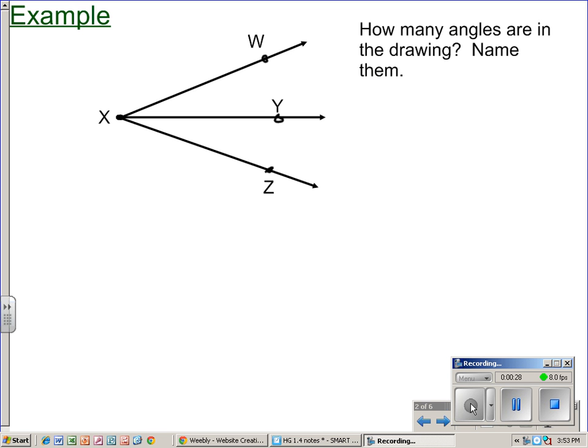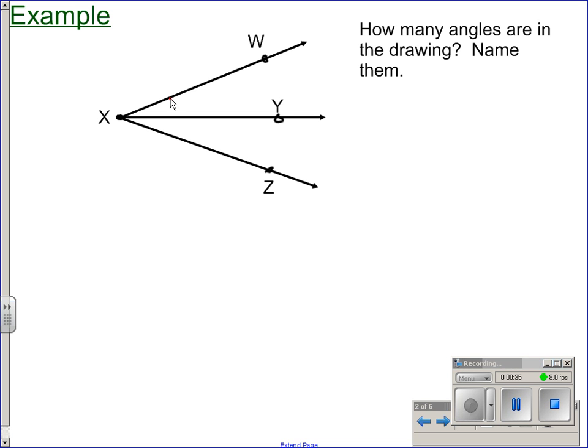All right, so hopefully you tried this. How many angles are in the drawing? Well, you got angle WXY, that's this one. You have the other smaller angle, YXZ, that's this one. So that's two angles, but you also have the big angle. That's this one, WXZ. All right, so how many angles in this drawing? Your answer should be 3.